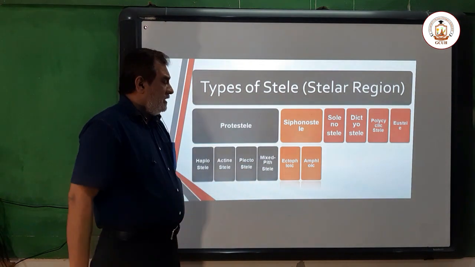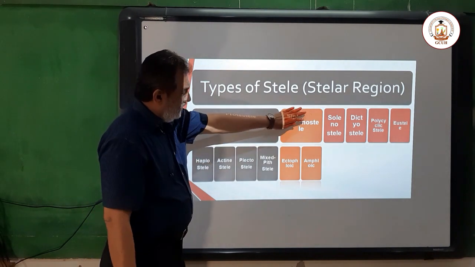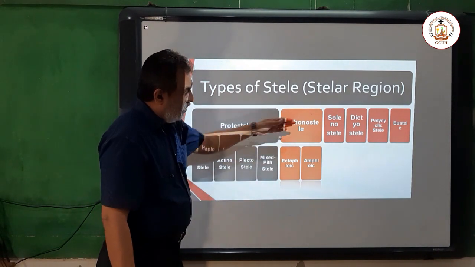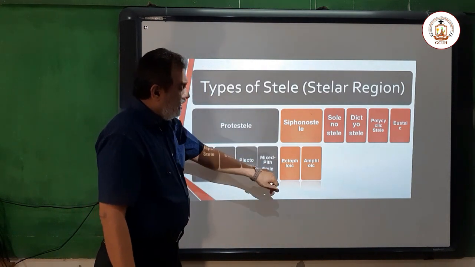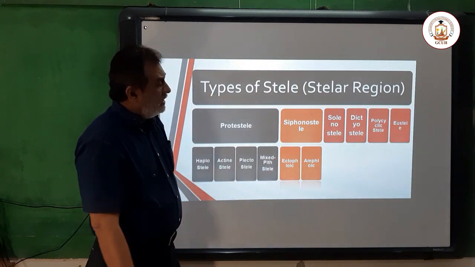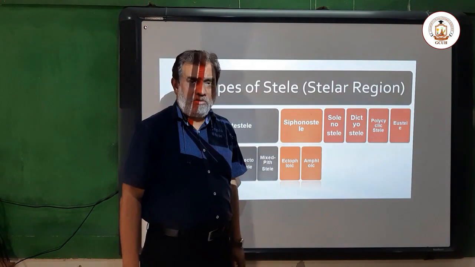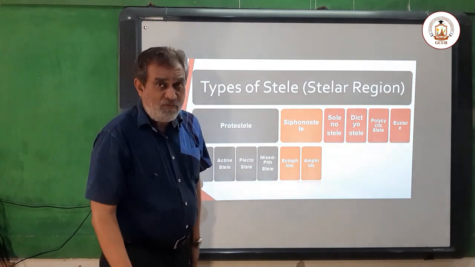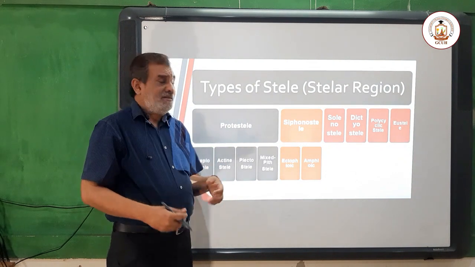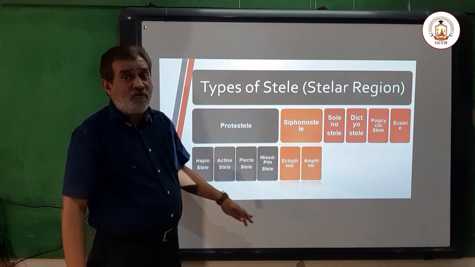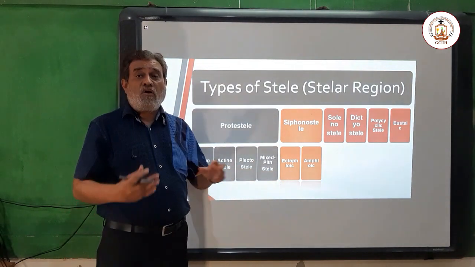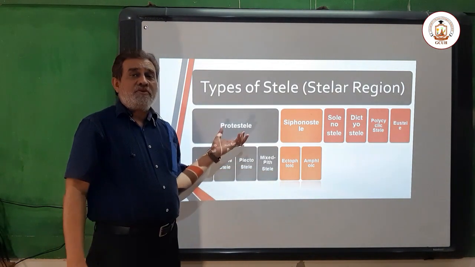Then after that, the siphonostele can be divided into ectophloic or amphiphloic types, as well as the amphiphloic dictyostele, and the solenostele and dictyostele may be divided further. But we see here that the protostele is the primitive type of stele, and that's why all the other types of steles evolved from this protostele.